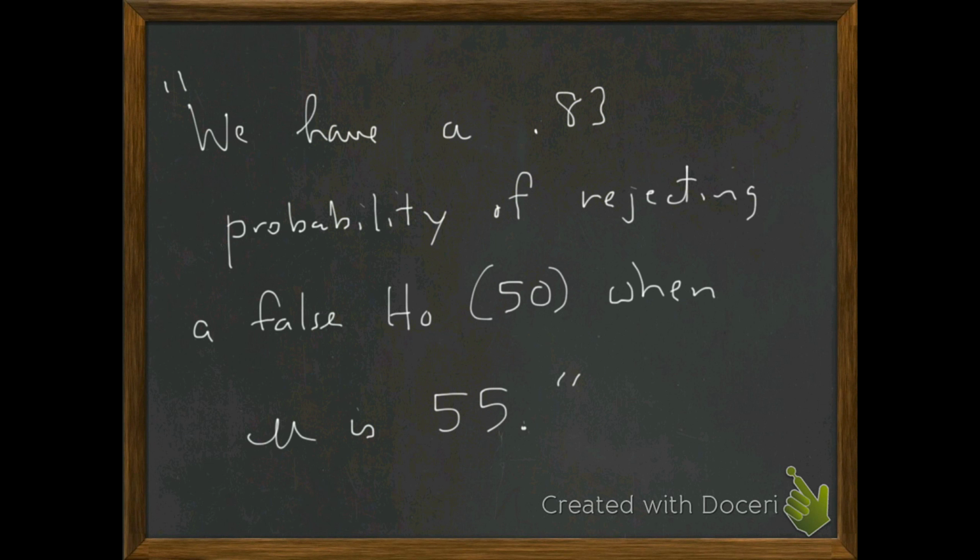So, typically a line in the sand in research is people like to have a power of 0.8 or higher. So this would actually do the trick.